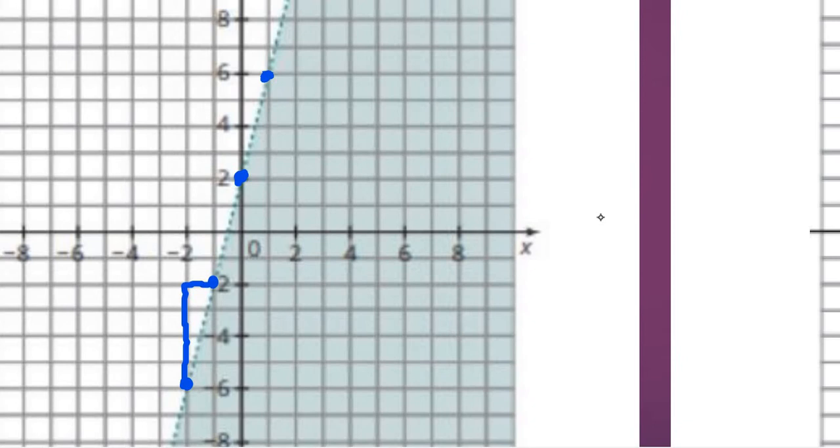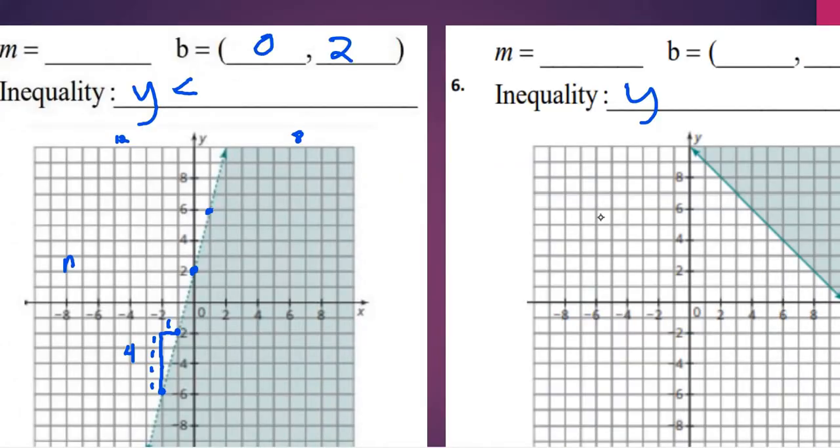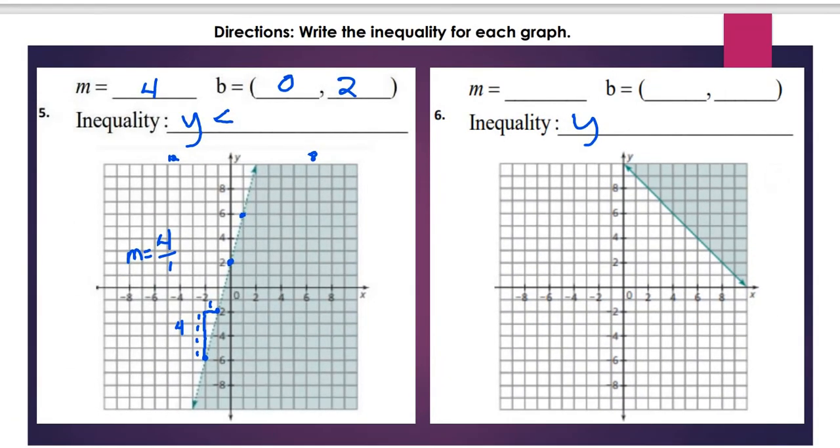Now I'm going to count the rise on this. 1, 2, 3, 4. And I see this is a positive. It's going uphill. And then it's a run going across. So my slope on this one is 4 over 1. Reduced down is 4. And then I'm going to write it in slope-intercept form, which is y equals mx plus b. So I'm going to put a 4 right here, x, and then my y-intercept is at 2. Now I've just written that.